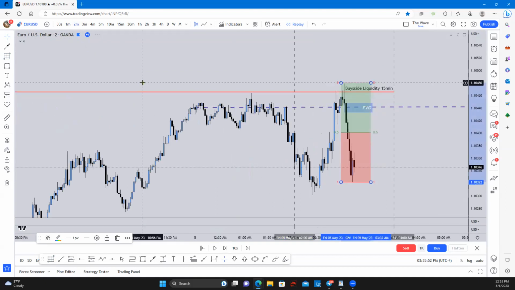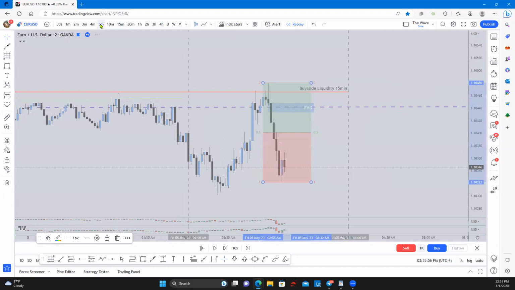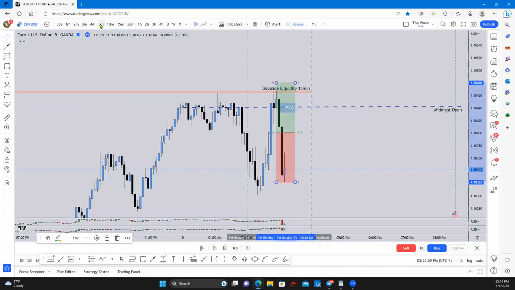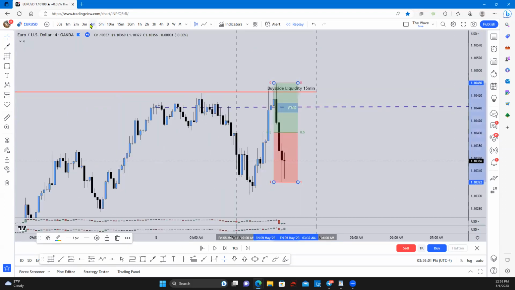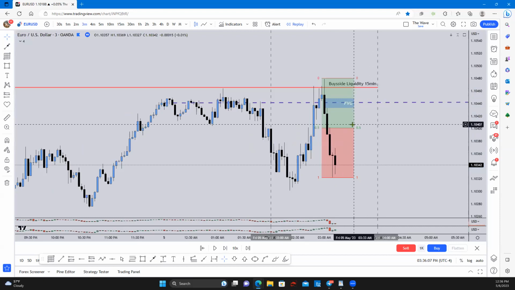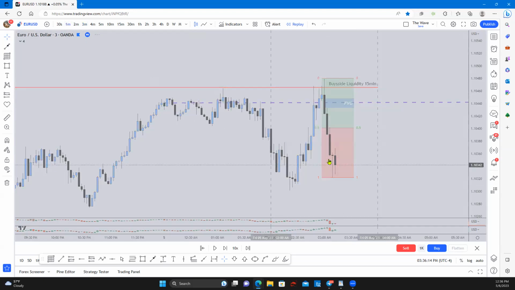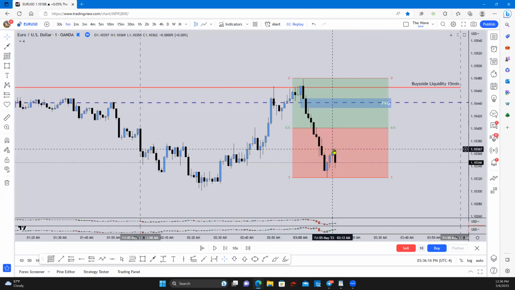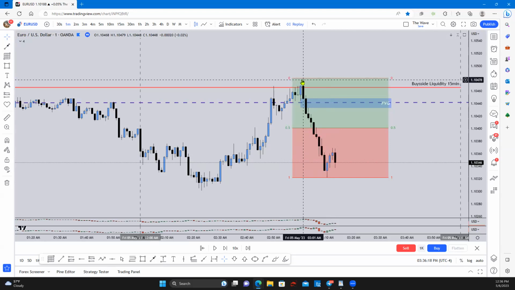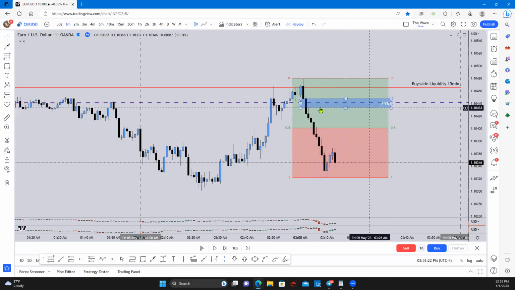So if we go to the higher time frame, we can go to the 2 minute. We can also go to the 5 minute, right? 4 minute, 3 minute. So right here, the 3 minute, we want to take anything above 50% of this run here. Because on the 1 minute, you see we started to get a small pullback.